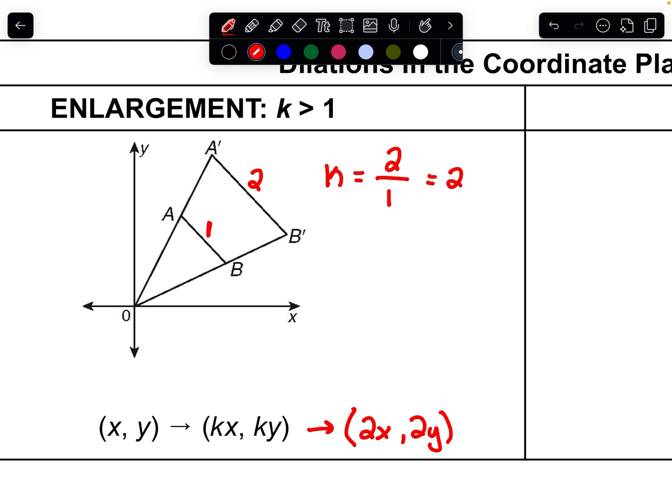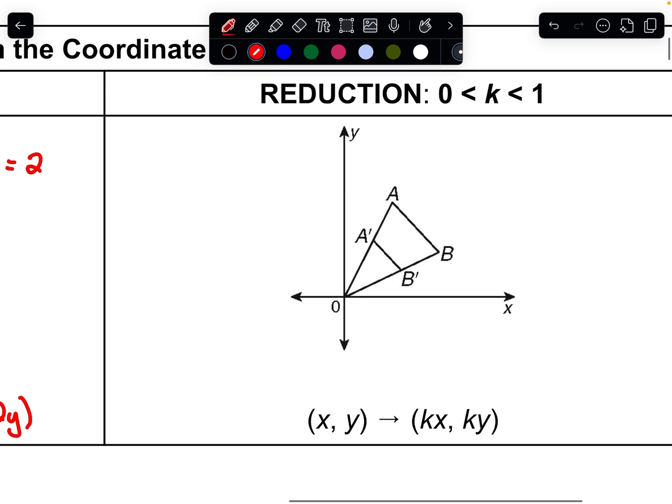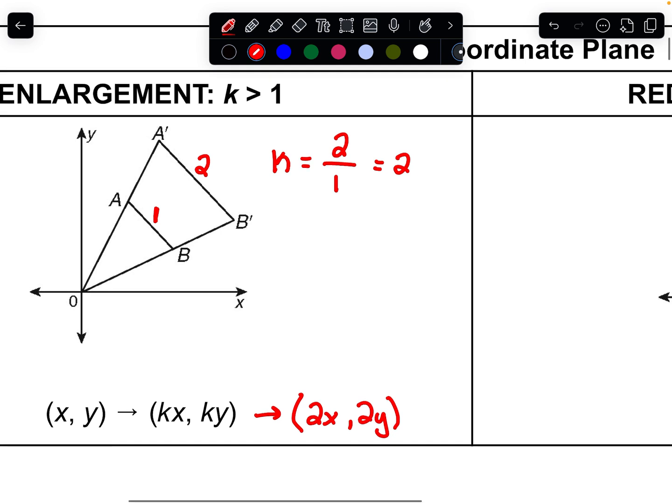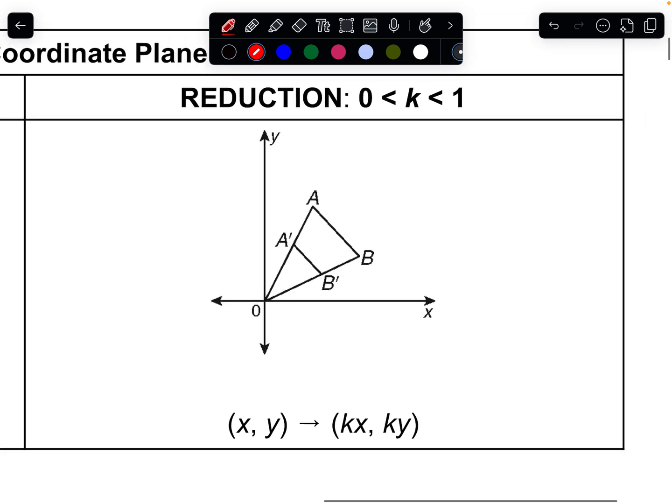We actually can use it. We can actually use this concept for each of the coordinates as well. The coordinates will just multiply 2 to the x and 2 to the y if the scale factor is 2.